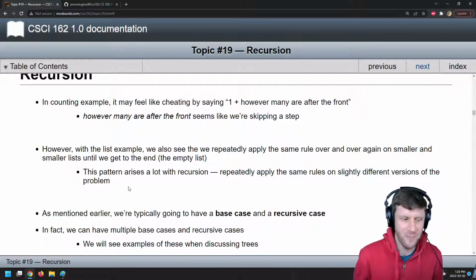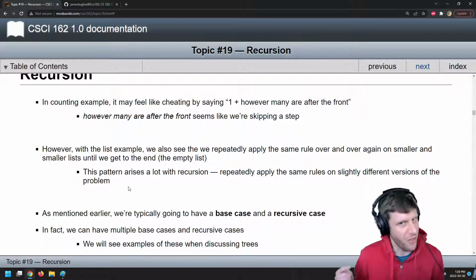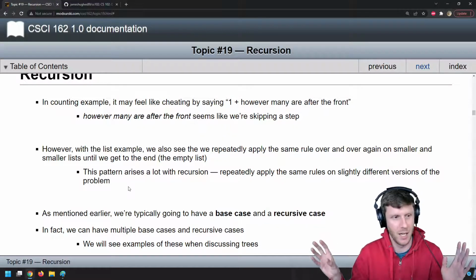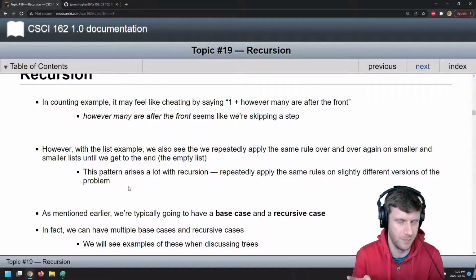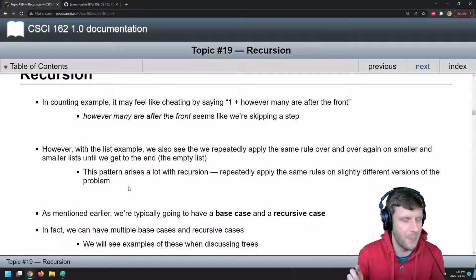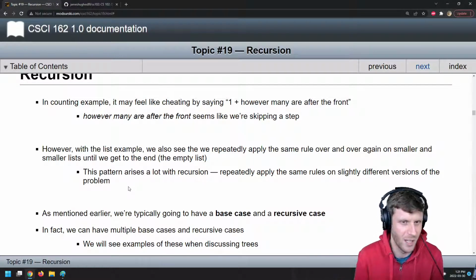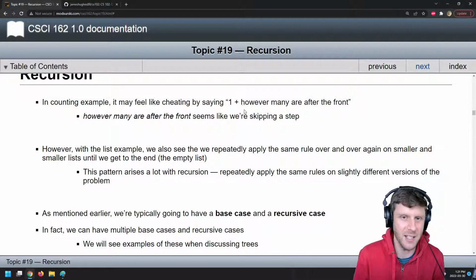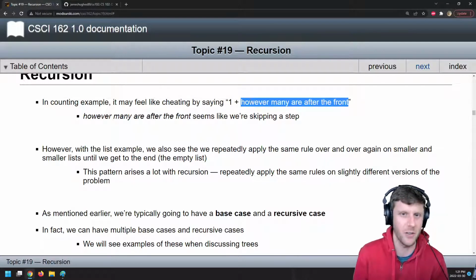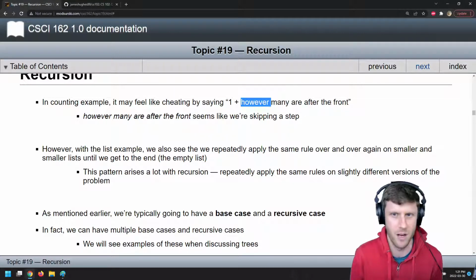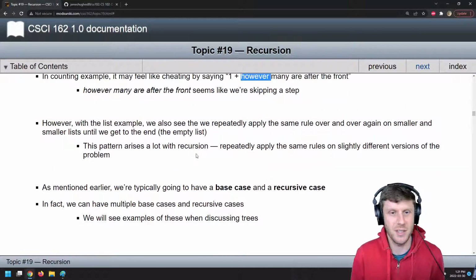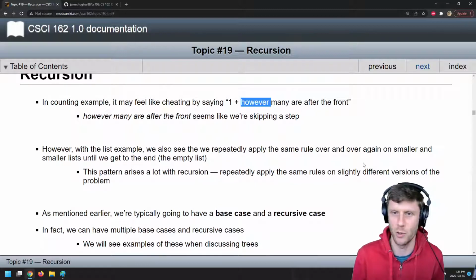But notice that in order to answer this question of how many there are in total, I need the answer to a subproblem, which is how many are after the front. And the answer to that will be dependent on a subproblem, and another subproblem, and another, all the way until we're left with nothing. So it's kind of interesting that we are answering these questions by creating another question, but the other question is like a smaller version of the bigger question. So with the list example, we also saw that we repeatedly apply the same rule over and over again on smaller and smaller lists until we get to the end, the empty list.